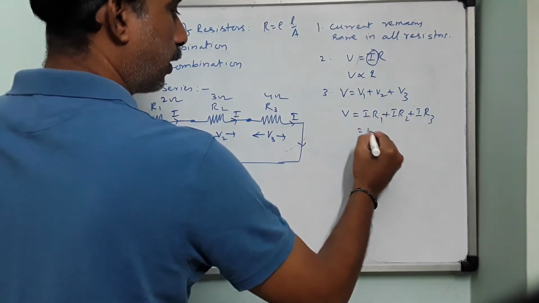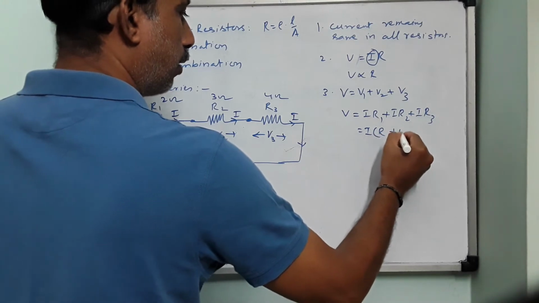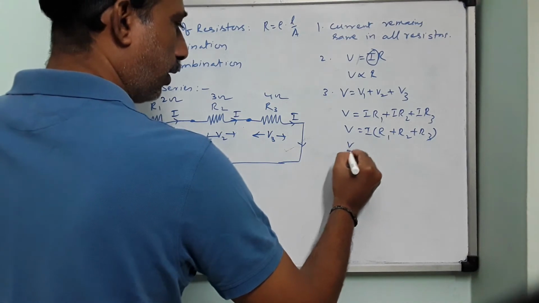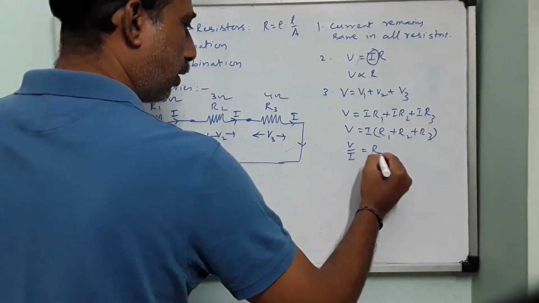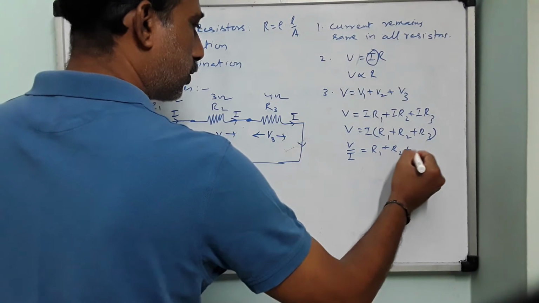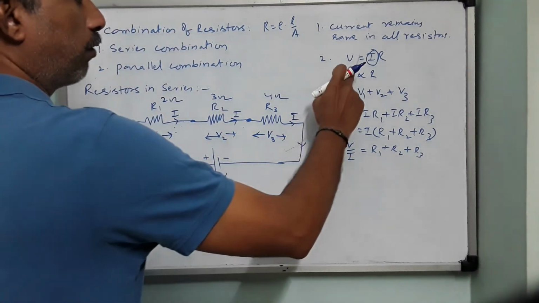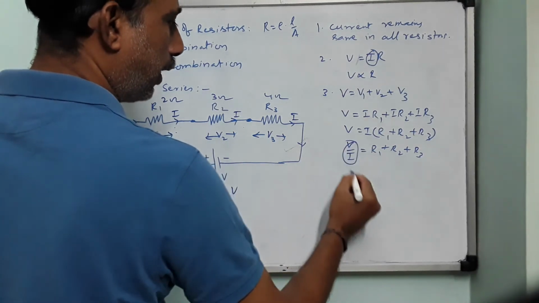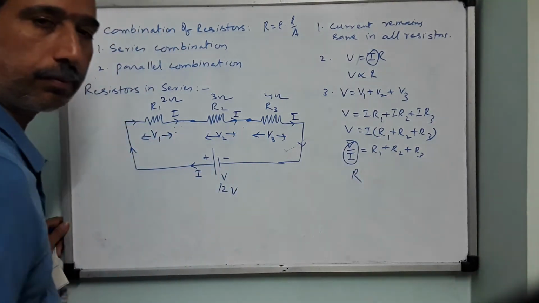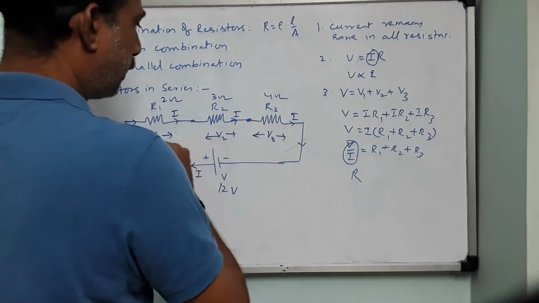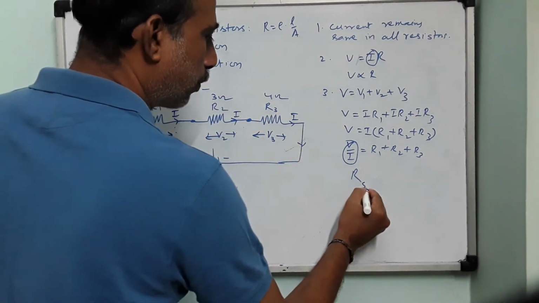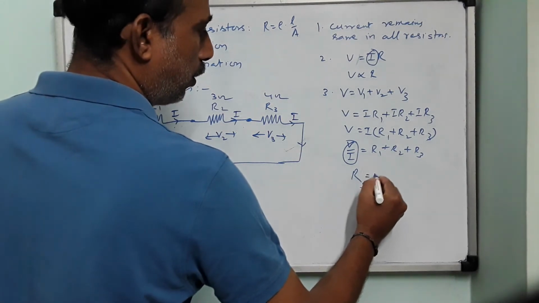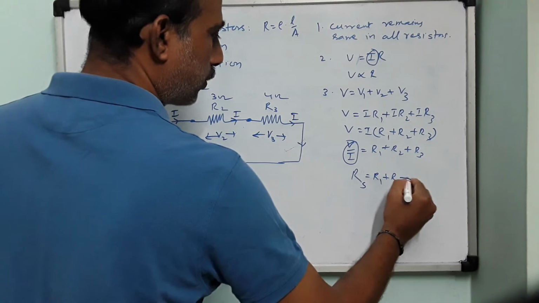I can be taken common. You will have I times R1 plus R2 plus R3. This is V. Take I to this side. You will get V divided by I equals R1 plus R2 plus R3. From Ohm's law, V equals IR, so V by I is nothing but R. In place of V by I, we will write R. As I have connected the resistors in series, I will give a subscript S. S stands for series combination. So R series equals R1 plus R2 plus R3.